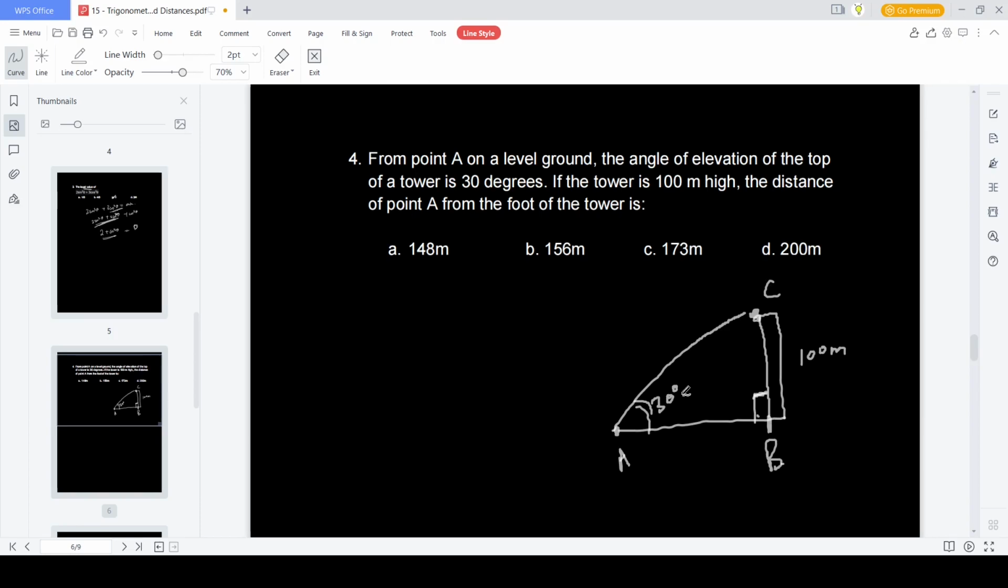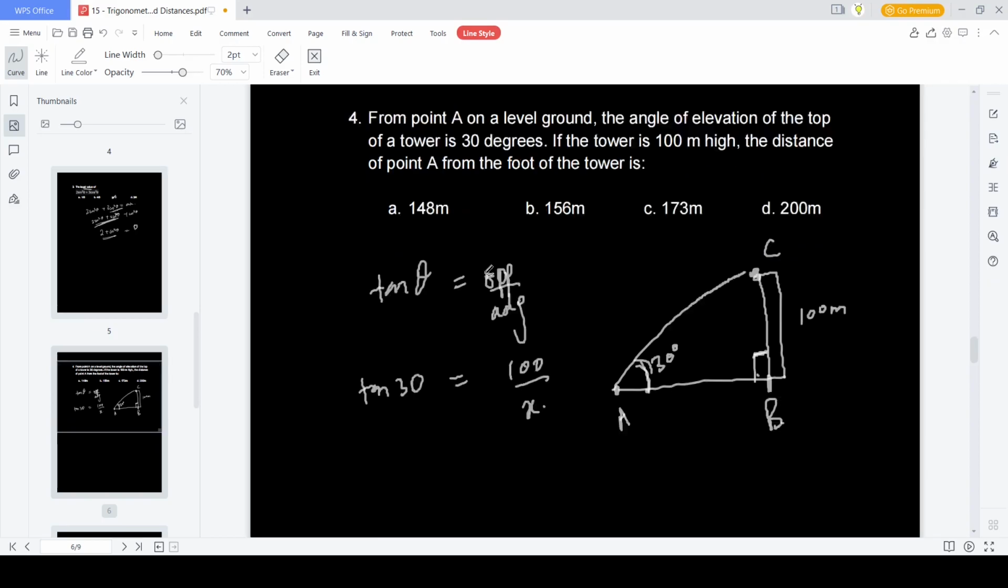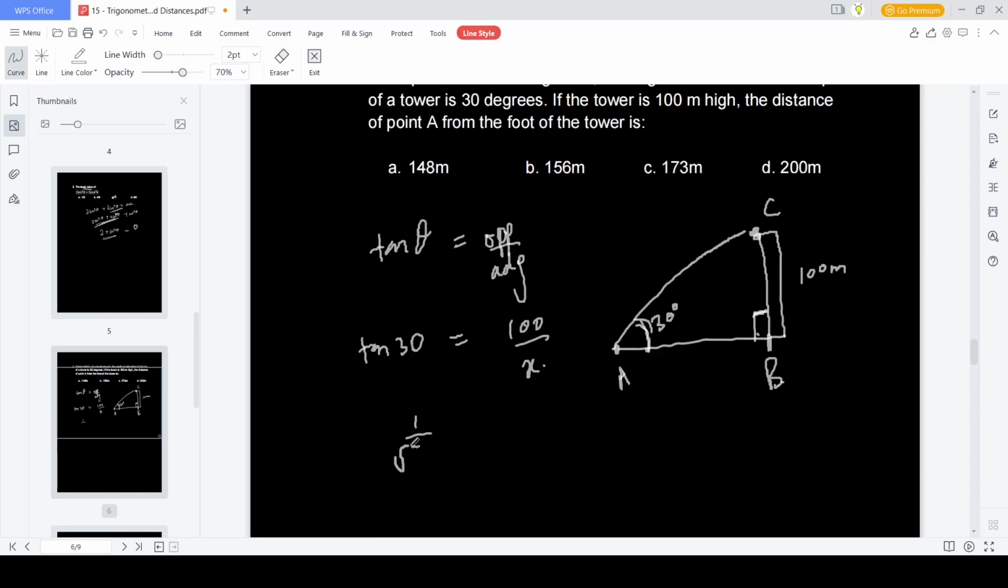So here can I apply tan theta is equal to, I know it is opposite by adjacent, right? Now what is tan 30 here according to the figure? Tan 30 is opposite, that is 100, by adjacent, that we have to find x. Tan 30 value I know 1 by root 3 is equal to 100 by x. So x comes as 100 into root 3.